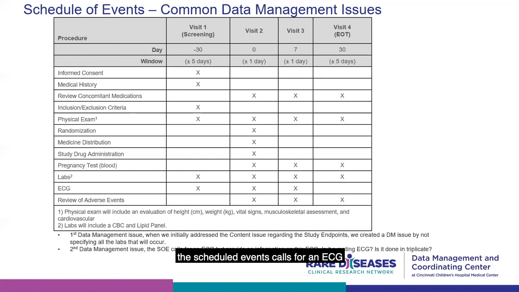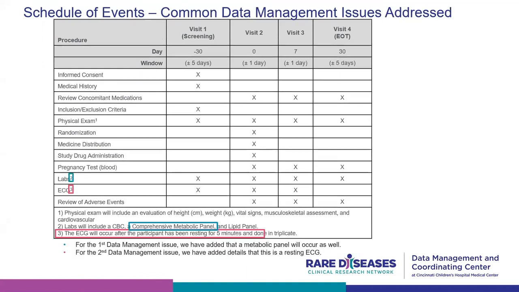The second data management issue, the schedule of events calls for an ECG, but provides no information on the ECG. Is it a resting ECG? Is it done in triplicate? We don't really know because we don't have that level of detail.